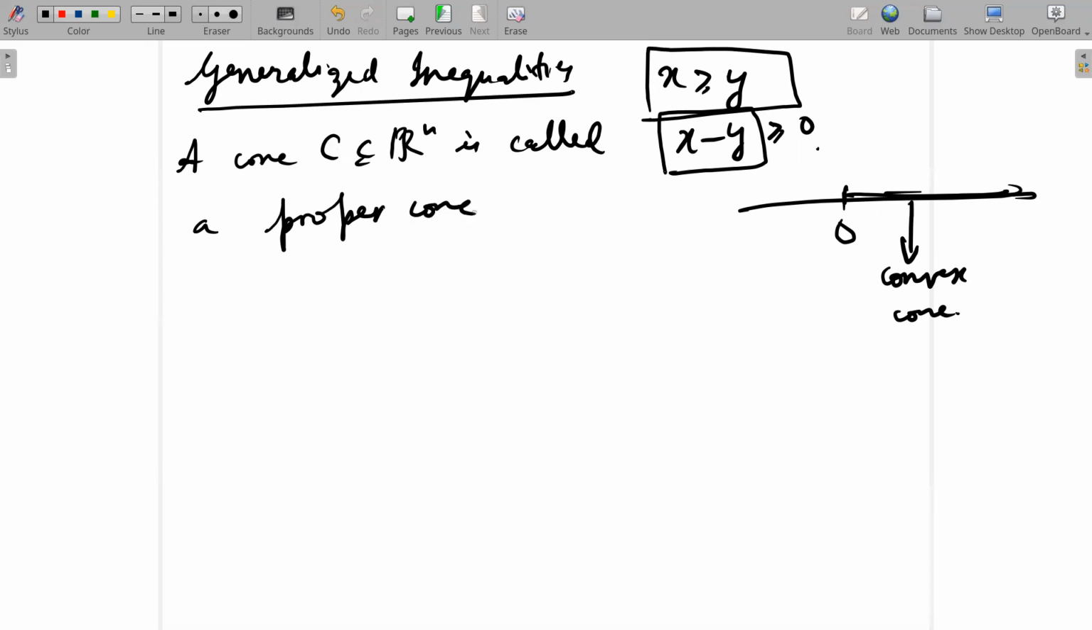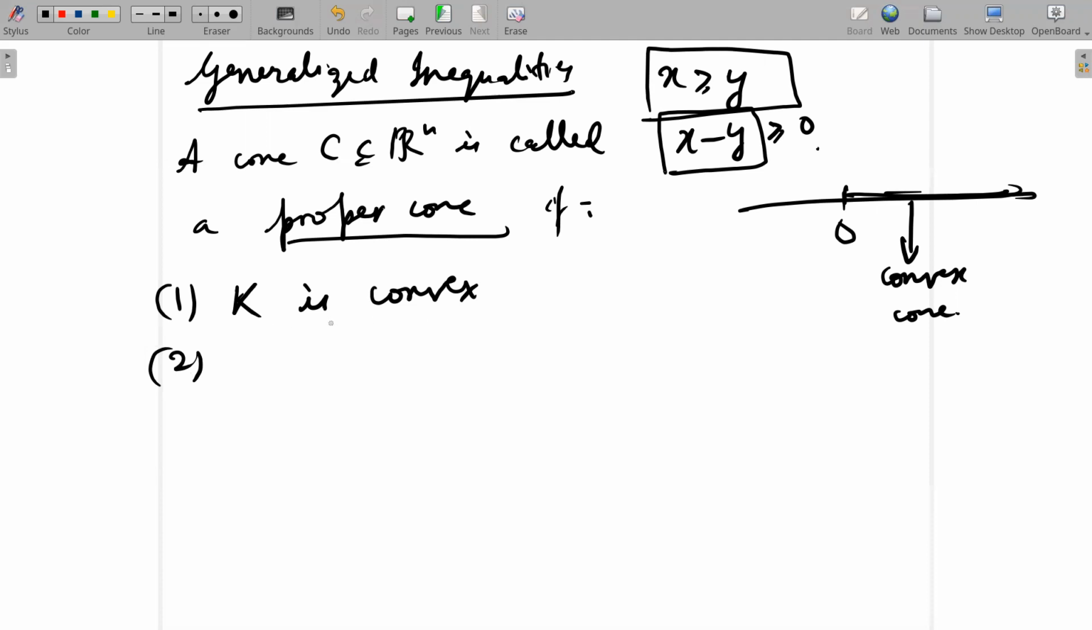Okay, so a cone is proper if the following conditions hold. First of all, K is convex, so it has to be a convex cone. And we'll see how the partial ordering depends on these properties. Without these, you may not even have a partial ordering. So K is closed. This assumption is to have good limiting properties.